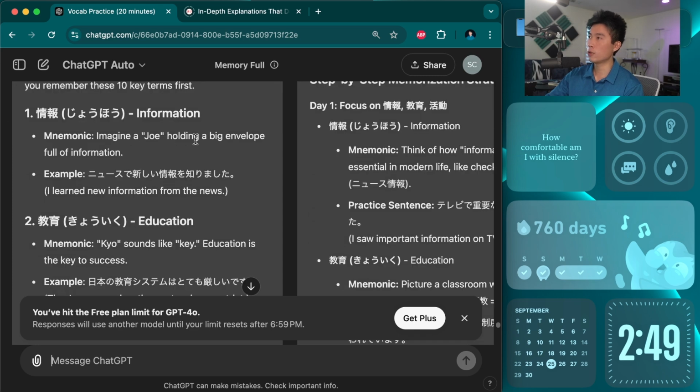Imagine a Joe holding a big envelope full of information. Okay, I know this is like good memory techniques and stuff like that, but like imagine a Joe. You know, unfortunately, I don't know a Joe, so I don't know how. Is there like a famous Joe? I'm pretty sure there is, but let's just read the example. News that 新しい is this 情報? Yeah. 情報を知りました. Is this 知り? I believe so. 知りました. Okay.